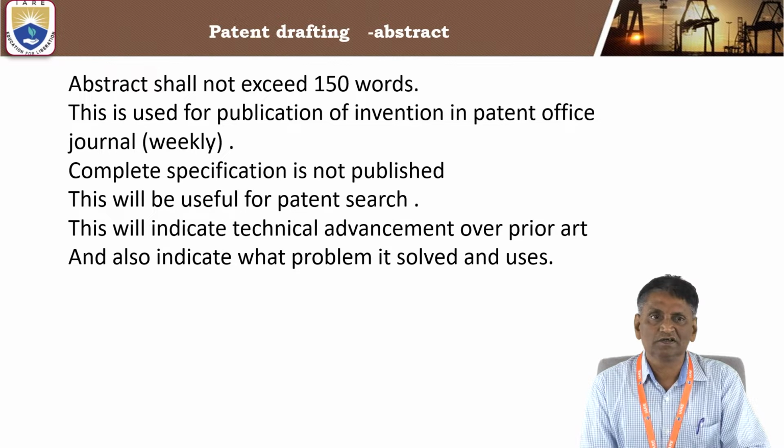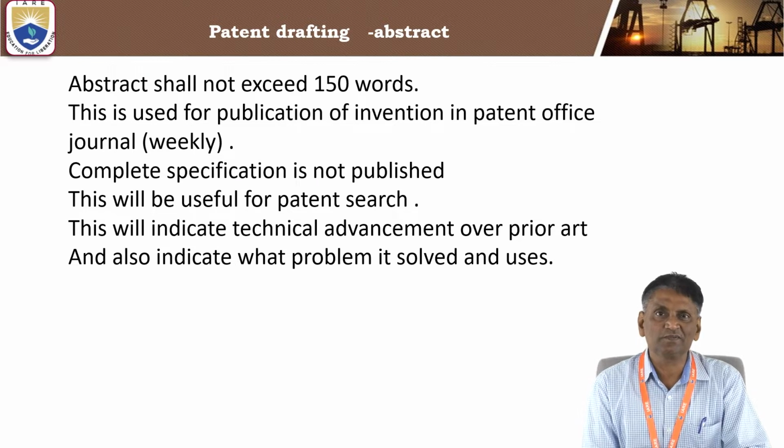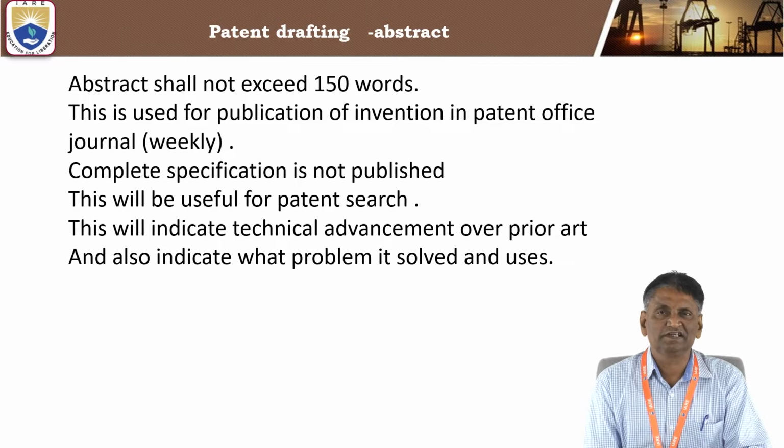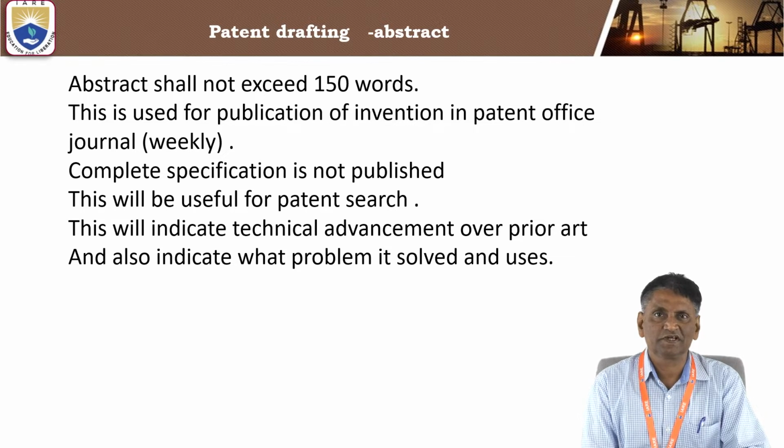So anybody can know what this basic invention is. This will be helping after publication. People can oppose the grant of a patent in a pre-grant opposition. So this abstract shall indicate the field of invention and the advancement over the prior art. These two are the minimum things expected of this abstract. And it should not be more than 150 words.